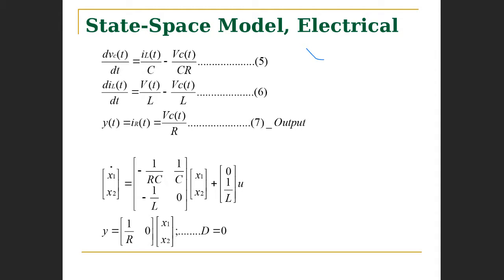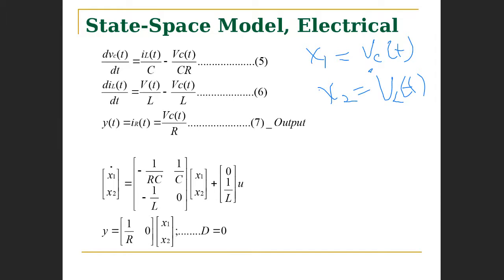Do you recall what x1 was? x1 was VC of t. x2, VL? Thought x2 was supposed to be not a variable. IL. I'm sorry, IL. Okay. Thank you very much.